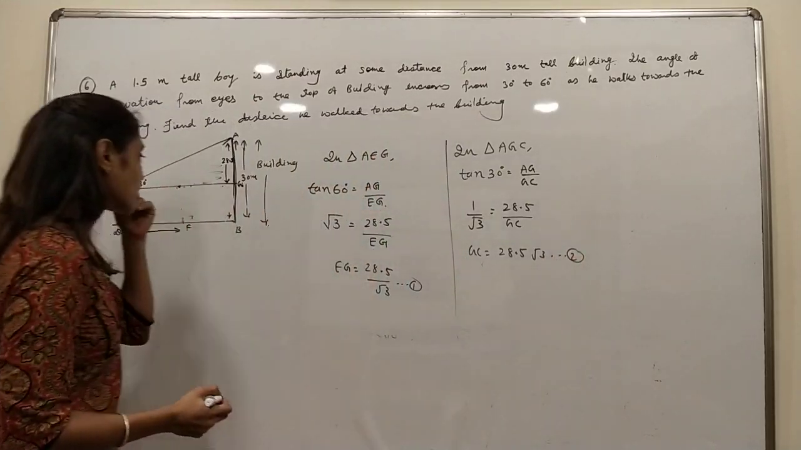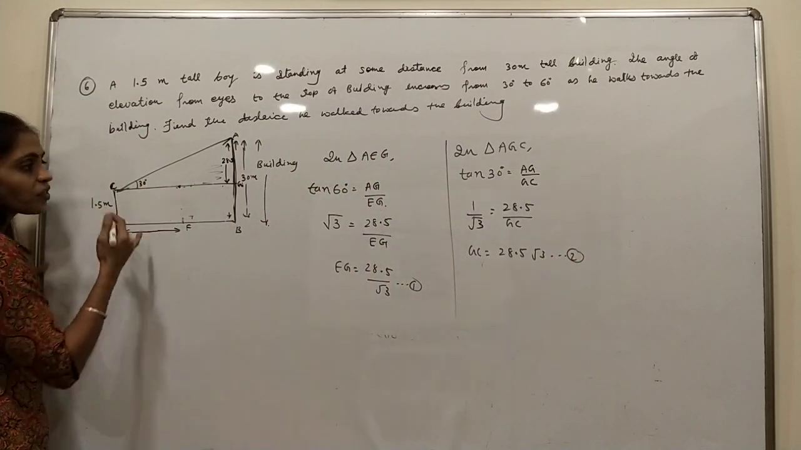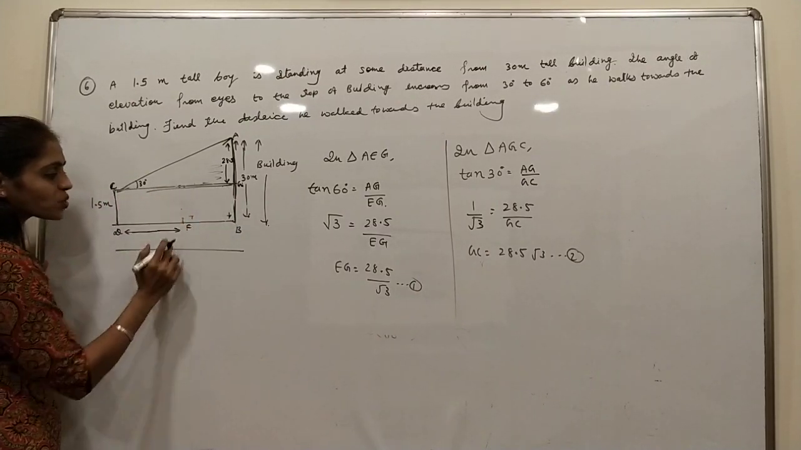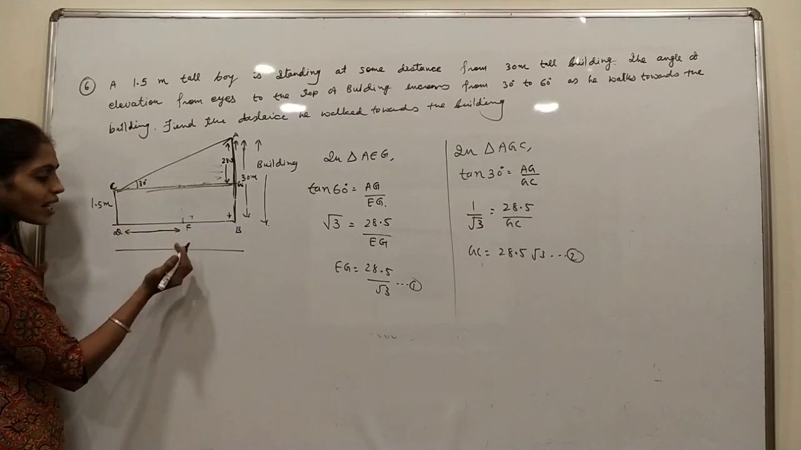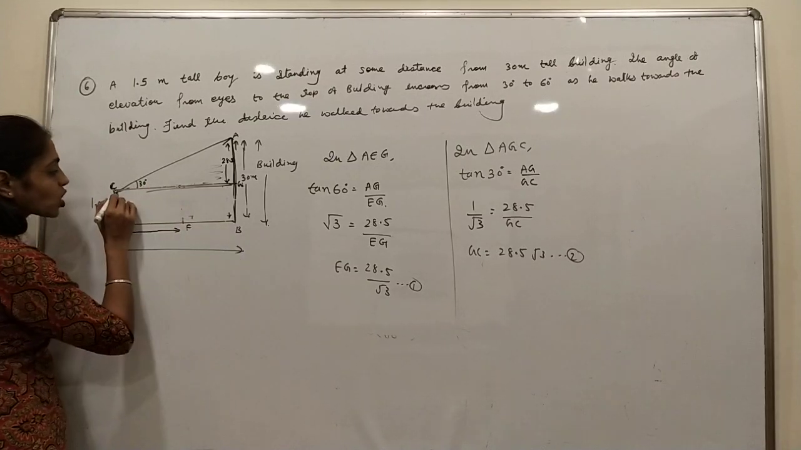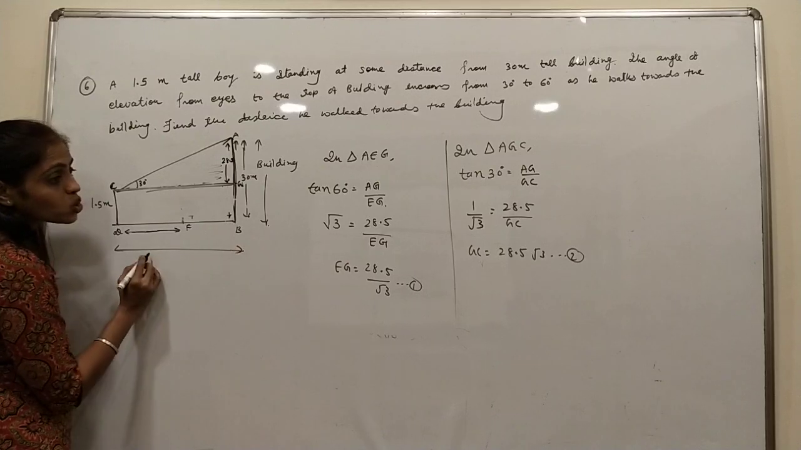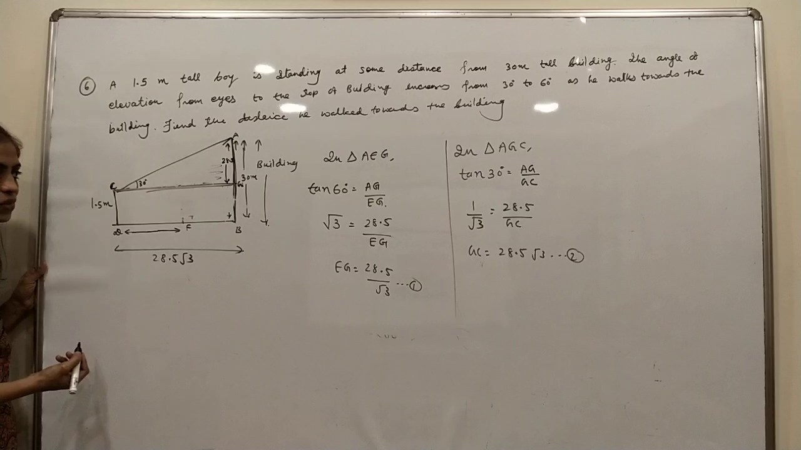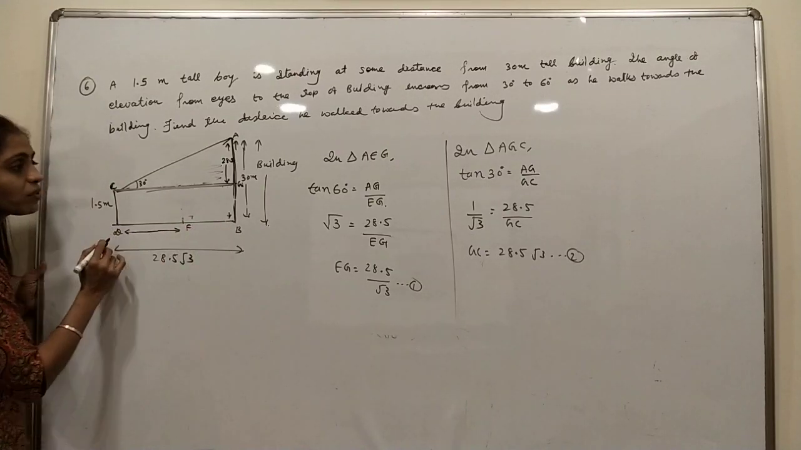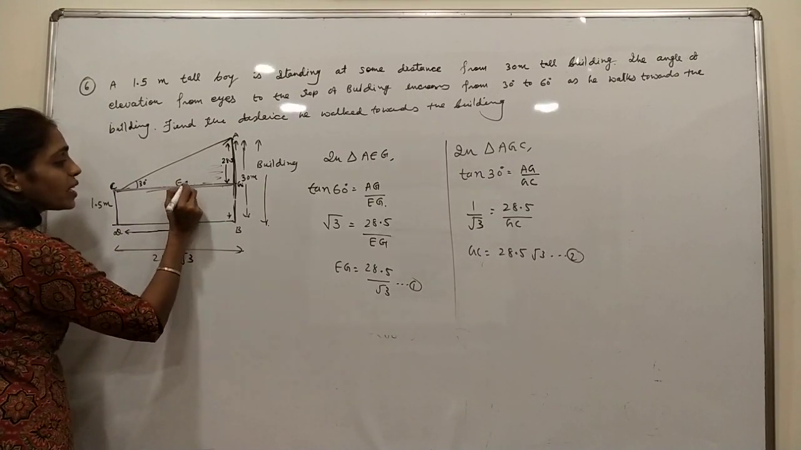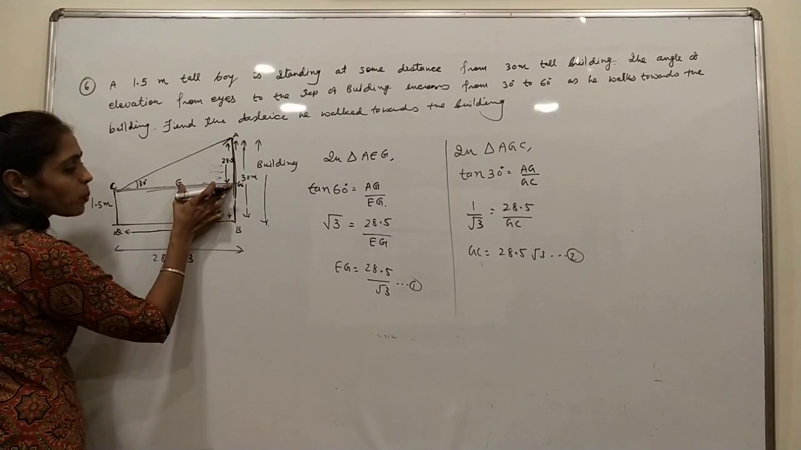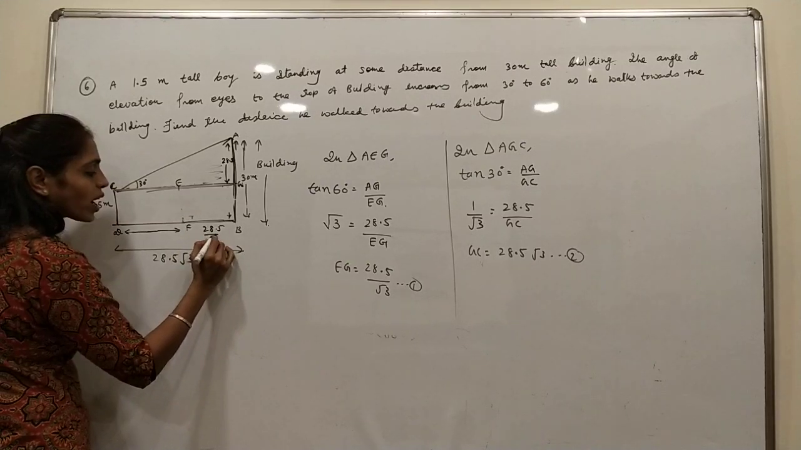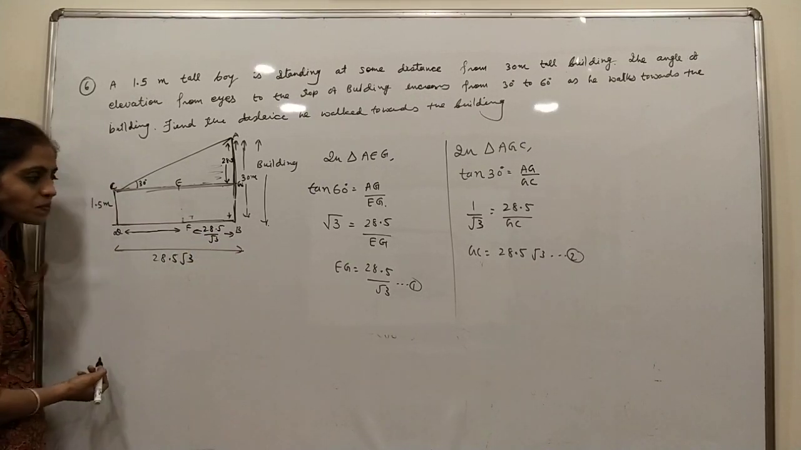Number 2, GC. Now in the triangle, GC and BD are the opposite sides of the rectangle. They are equal. So BD is equal to GC. So BD is 28.5 root 3. And EG is equal to 28.5 upon root 3. So this distance FG is 28.5 upon root 3. This much distance.